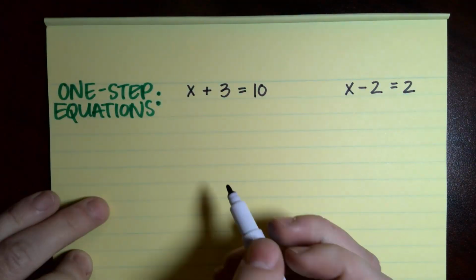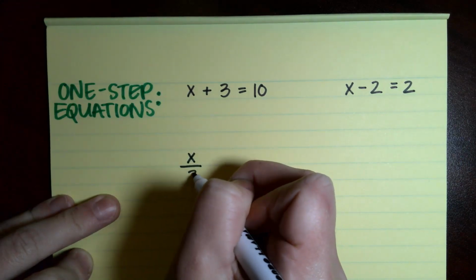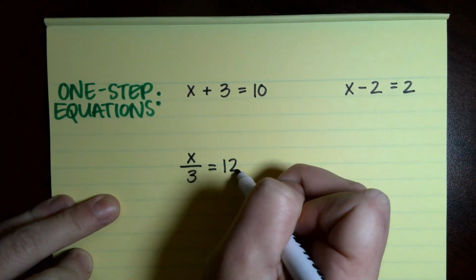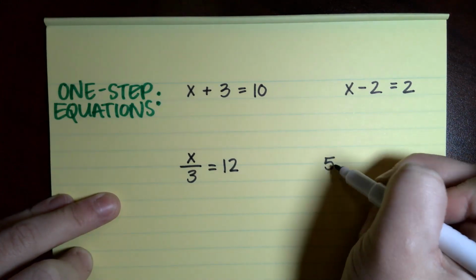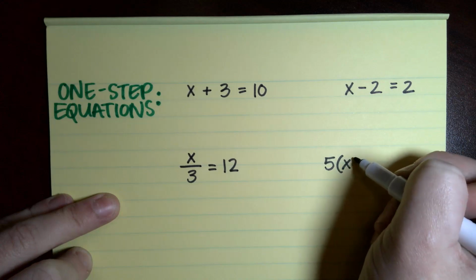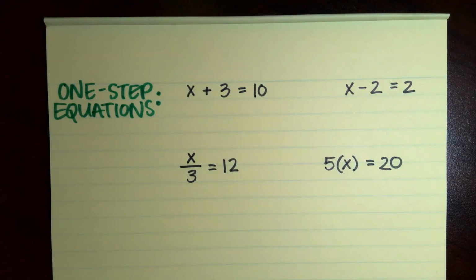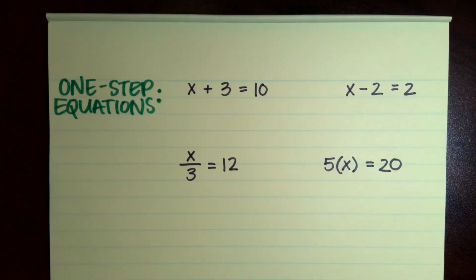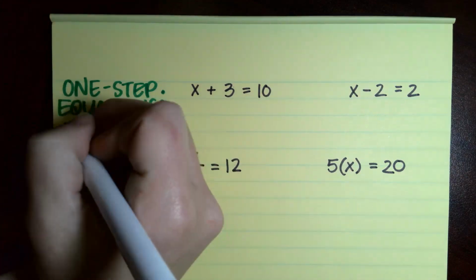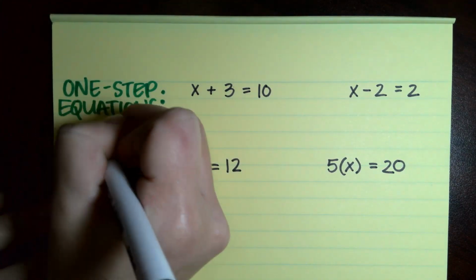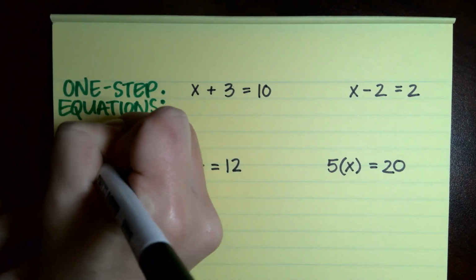Let's do a division problem. Let's do x divided by 3 equals 12. And then let's do a multiplication. How about 5 times x equals 20? So let's practice our one-step equations. Remember, anytime that we are trying to figure out what x is, we are using those inverse operations. So I'm going to write that here.